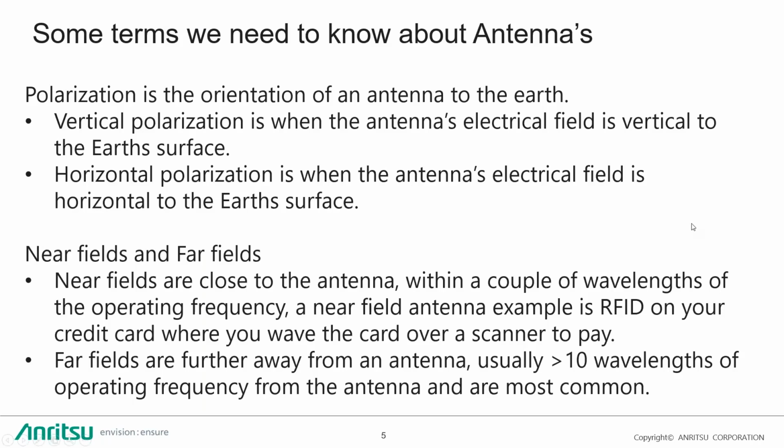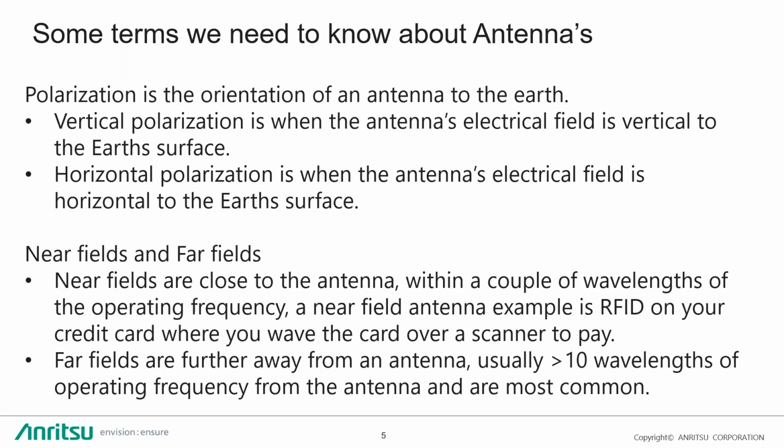So some terms we need to know about antennas if we're going to perform measurements. Polarization is the orientation of an antenna to the earth. A vertical polarization is when the antenna's electrical field is vertical to the earth's surface. Horizontal polarization is when an antenna's electrical field is horizontal to the earth's surface.